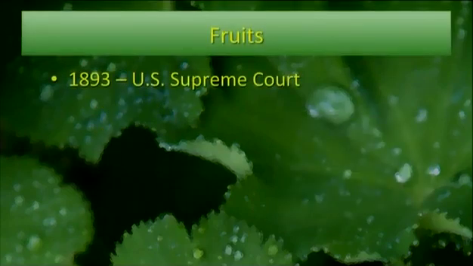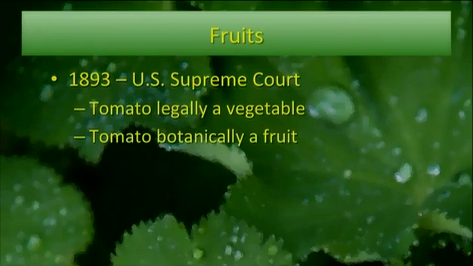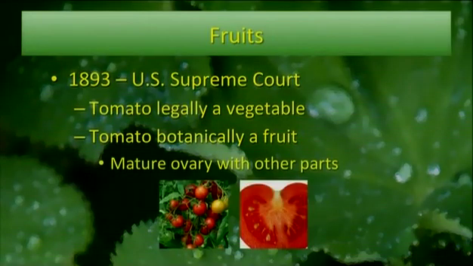Now fruits. In 1893, the U.S. Supreme Court stated that the tomato is legally a vegetable. The part that we eat is legally a vegetable. But actually, the tomato is botanically a fruit. They could say that the tomato was legally a vegetable because the tomato is not sweet and generally is not used for desserts, whereas I guess the Supreme Court defined a fruit as something that's sweet and has its place in desserts, such as pies, tarts, things like that. So the tomato is actually botanically a fruit.